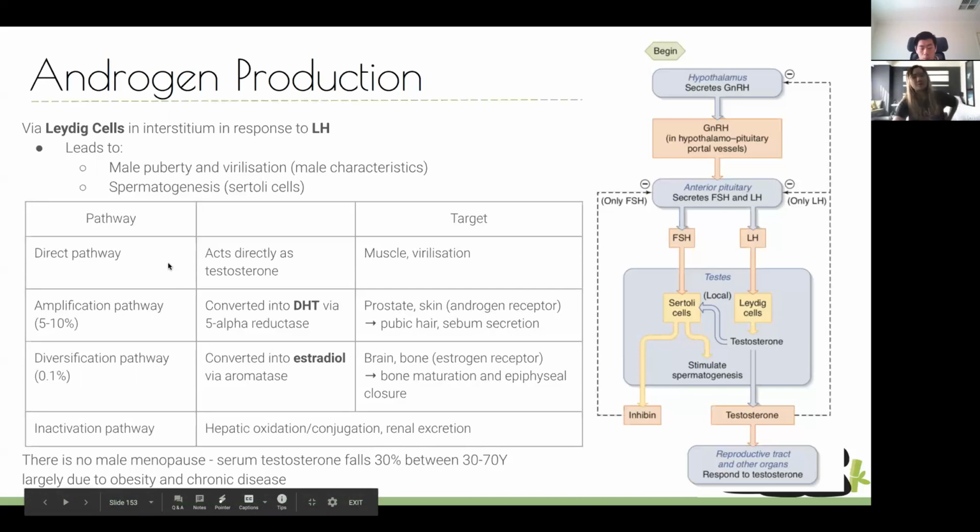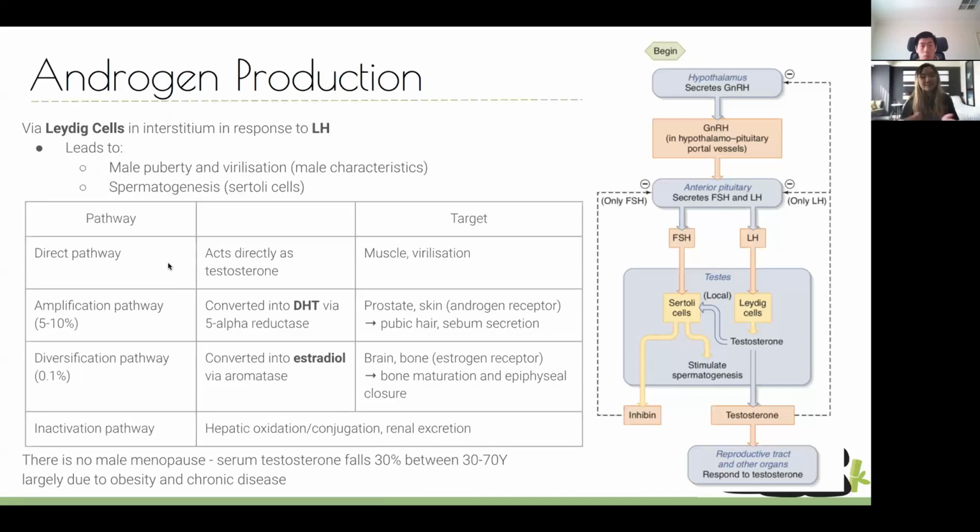I was kind of confused when we had to learn it, but actually it's just literally telling you how testosterone is going to work. So it can work directly, and that targets your muscle, and it also causes the development of male characteristics. It can also be converted via 5-alpha reductase into DHT, and then because they're DHT, they can target other things. So they can target the prostate, the skin, by an androgen receptor, and that causes pubic hair and sebum secretion. And they call that whole pathway the amplification pathway.